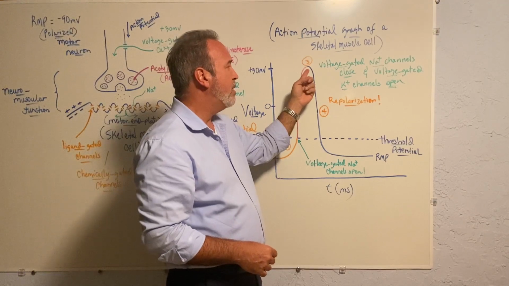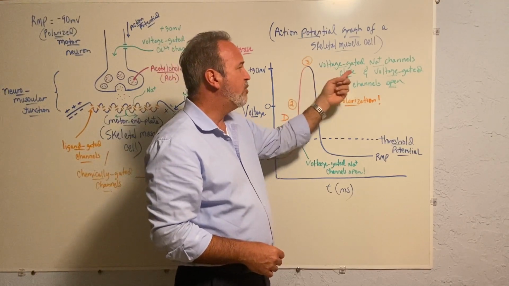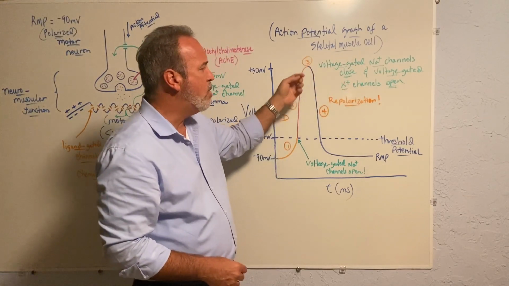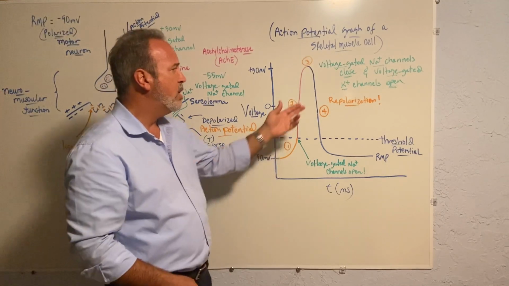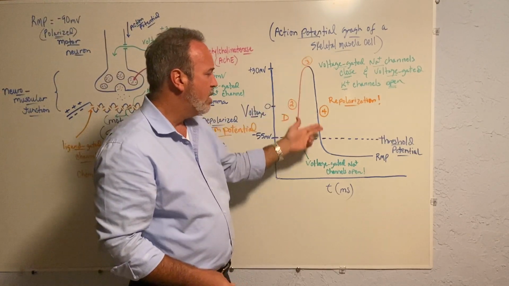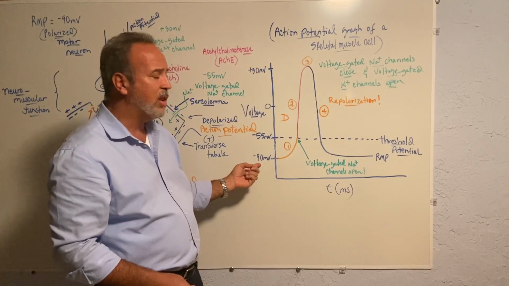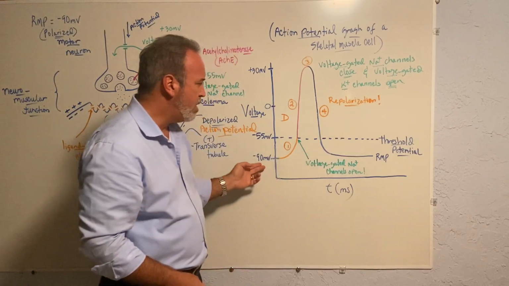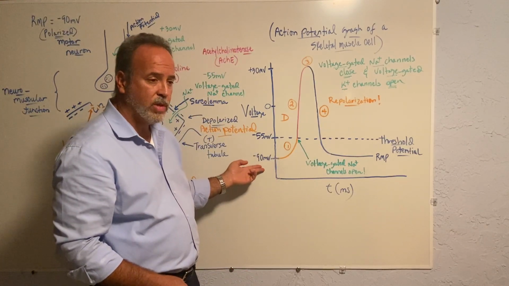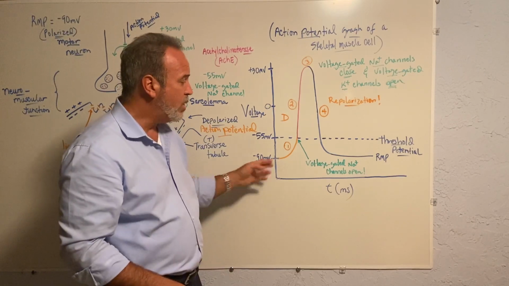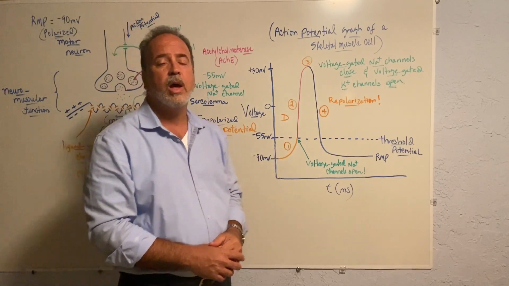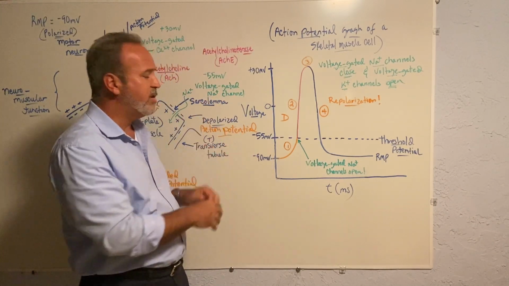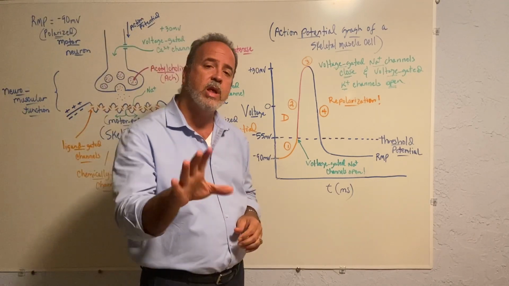And then at the very top, we see voltage-gated sodium channels that are going to close, and voltage-gated potassium channels that are going to open. Potassium is going to leave the cell, and you're going to take that membrane back to the resting level. We call that repolarization, because the membrane is polarized when it's resting, when the muscle is not being stimulated. So I hope that this helped you understand this information. Okay, so see you in a future video.